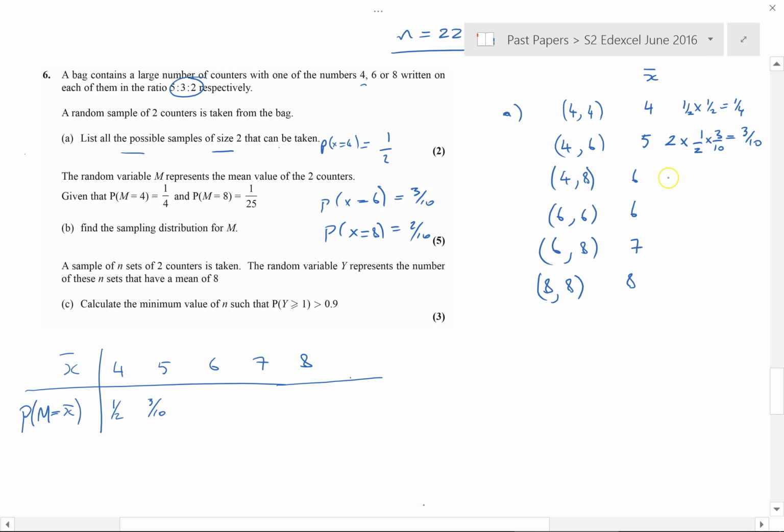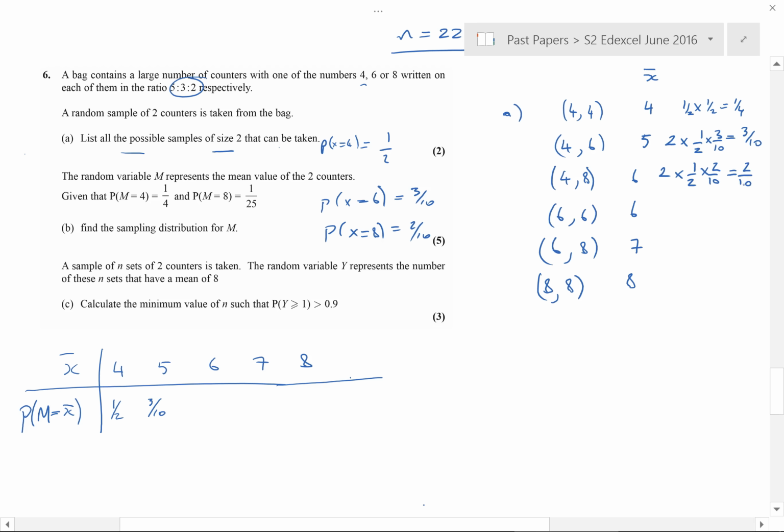Now for a mean of 6, we've got two ways of getting that, so let's work them out first of all. The 4 and the 8, again there's two ways of getting a 4 and 8. It's either 4 and 8 or an 8 and a 4. Again, the probability of getting a 4 is a half, and the probability of getting an 8 is 2 out of 10, or 1 out of 5. And that cancels out to be 2 out of 10.